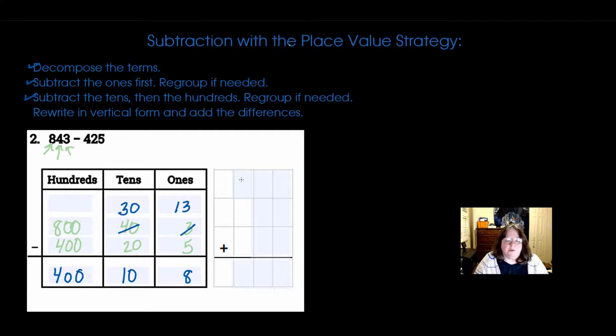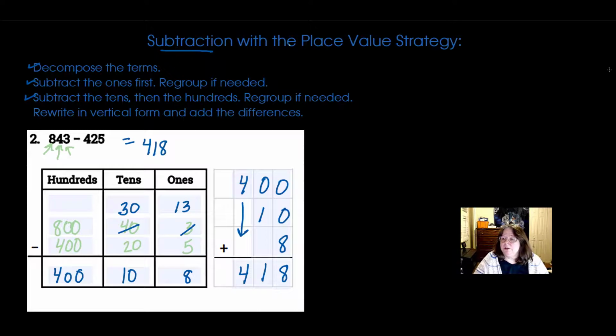So we're going to put the 400 here. We're going to put the 10 here, put the 8 here. These are our partial differences, so we need to add them up, even though our problem is a subtraction problem. It's a little tricky. So 8, 0 and 1 is 1. Bring down the 4. Our answer is 418.